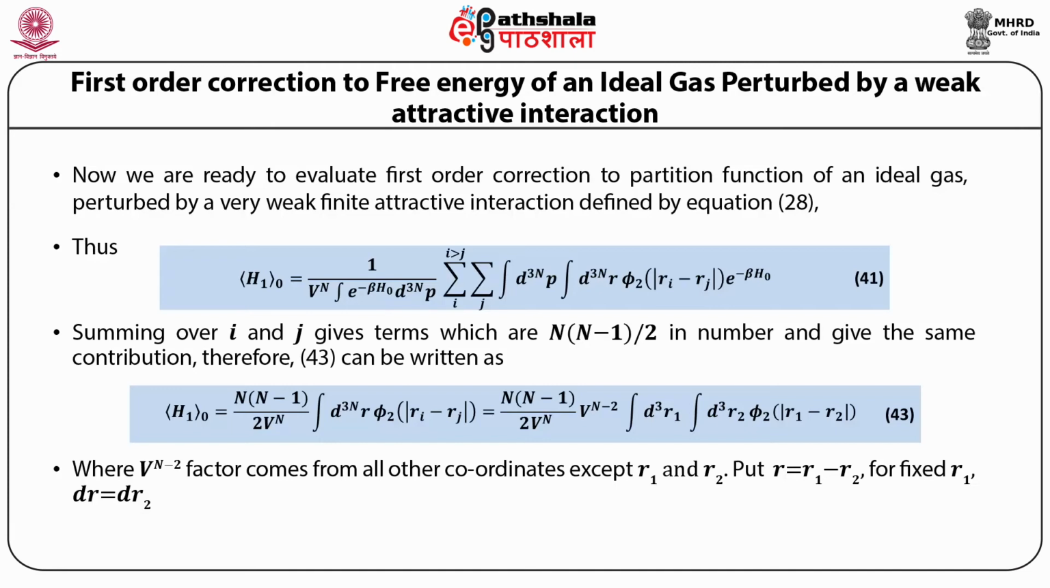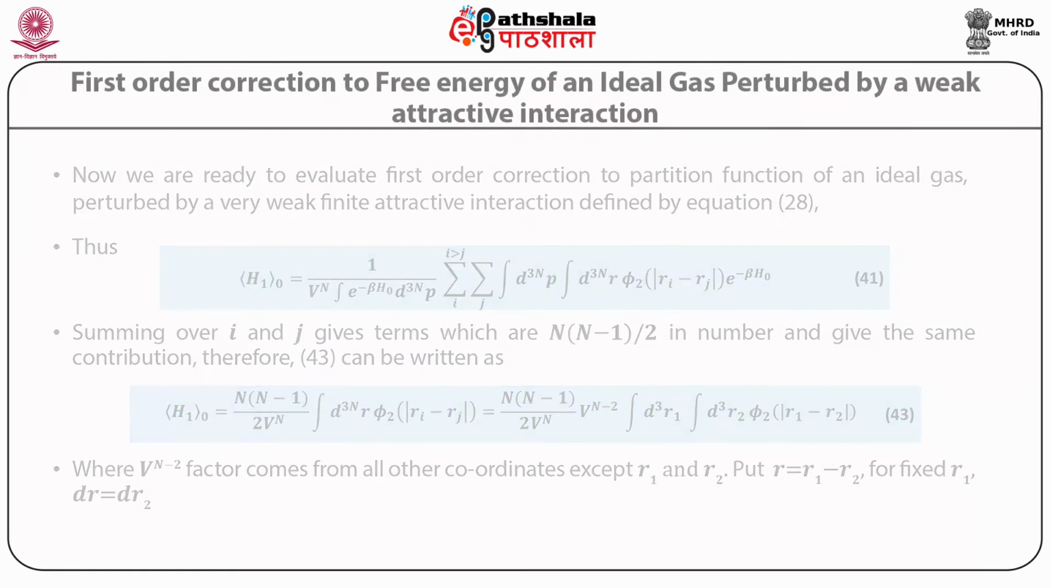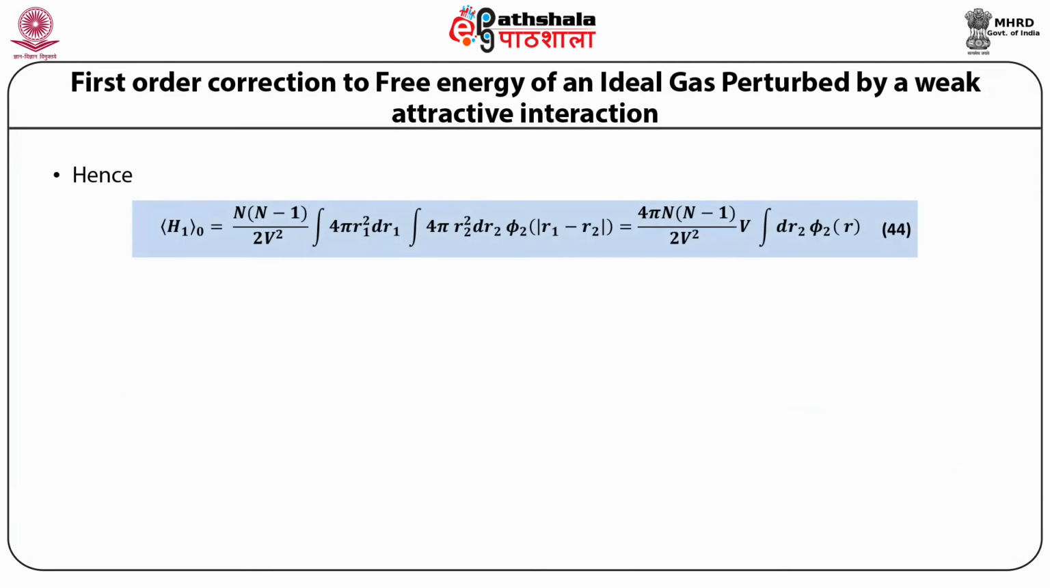Put r equal to r1 minus r2; for fixed r1, dr is equal to dr2. Hence, the expectation value of h1 evaluated at lambda equal to 0 is equal to N times N minus 1 divided by 2 V squared integral of 4 pi r1 squared dr1 integral of 4 pi r2 squared dr2 phi 2 as a function of modulus of r1 minus r2, which is equal to 4 pi N into N minus 1 divided by 2V square into V multiplied by the integral of phi 2 of r with respect to dr.